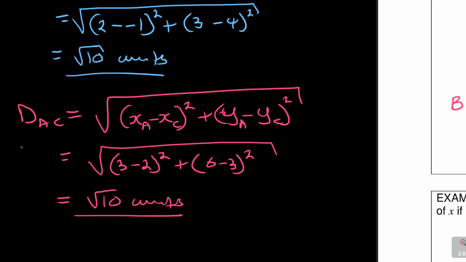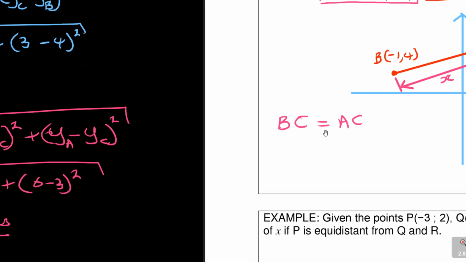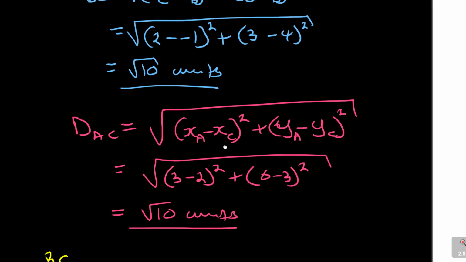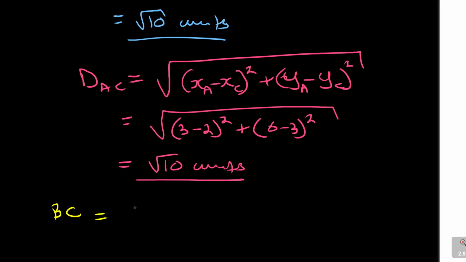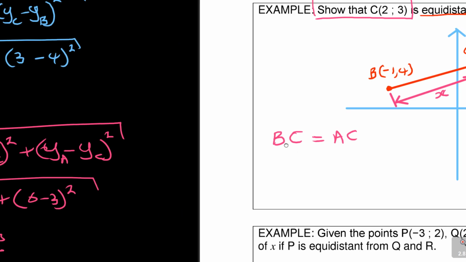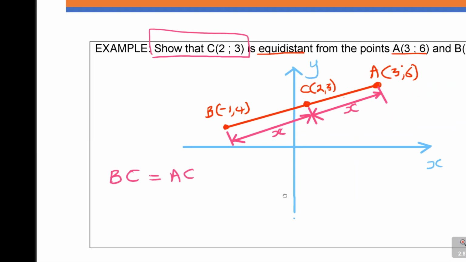You see? And then what did you say the condition was? If BC is equal to AC, you can conclude: the distance of BC, square root of 10 units, is equal to the distance of AC, which is equal to square root of 10 units. Therefore, C is equidistant. You see, equidistant, meaning C is at the center of the line AB. That's what it means there.